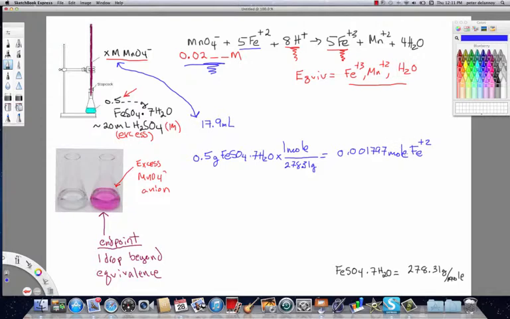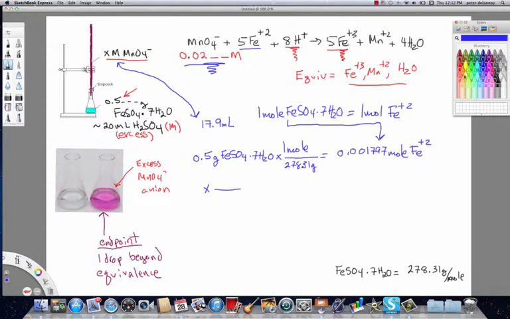And if you're wondering how I made that transition, note this: 1 mole of the whole salt is equal to 1 mole of Fe2+. See, the Fe in here is in a 1-to-1 mole relationship with the entire compound. So that's how I end up going from here to here.